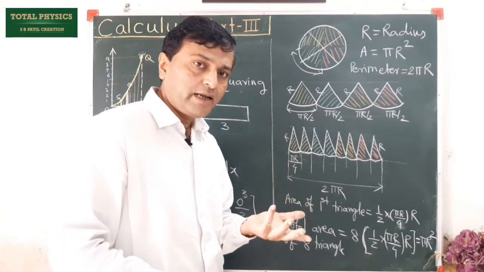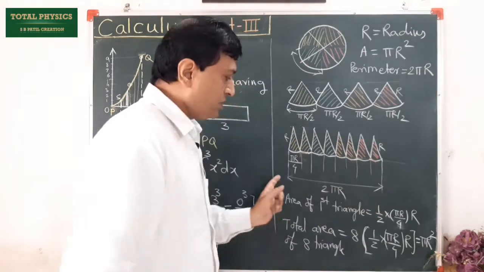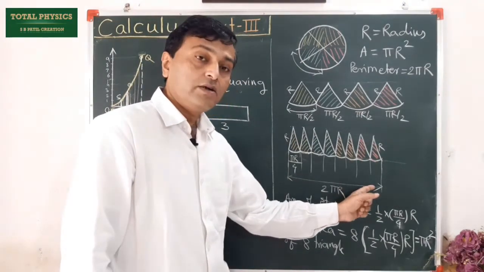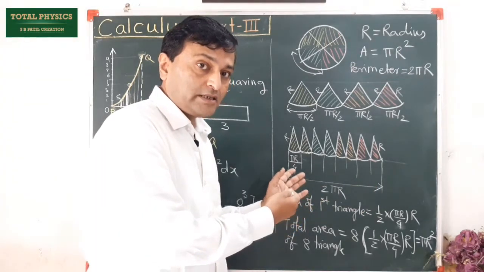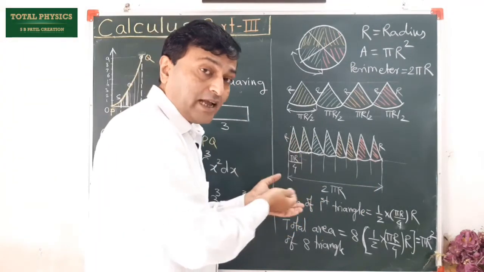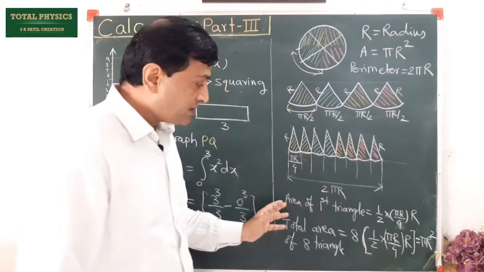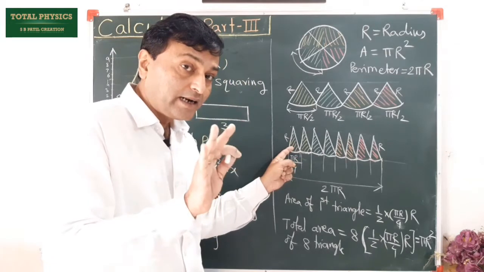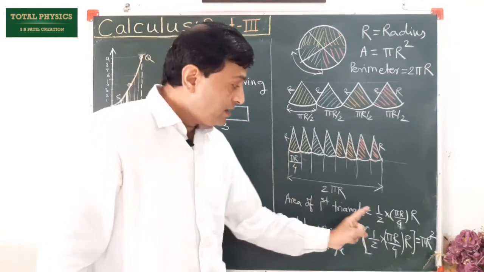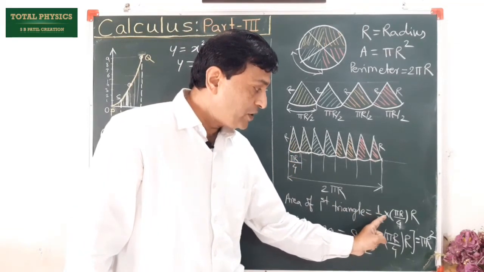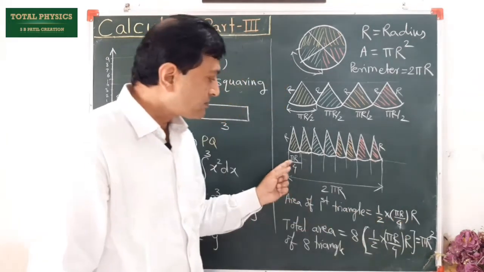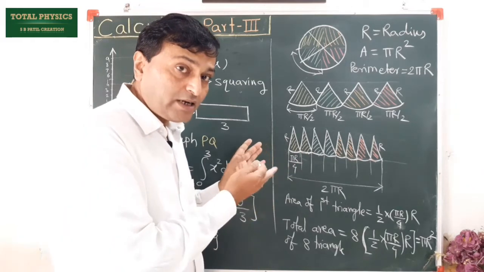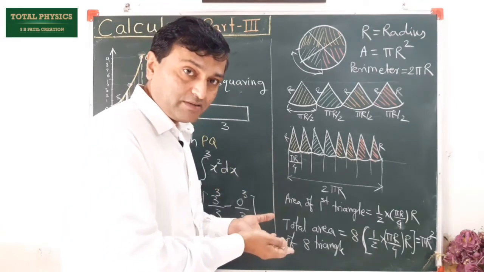And what is the formula of a rectangle? Length into breadth. What is the length? In this case, it seems to be 2 pi r. But I have taken triangles, not a rectangle. For a triangle, the area is half into base into height. This is the base and this is the height. I mean, this is not exactly correct, but this is an approximation.